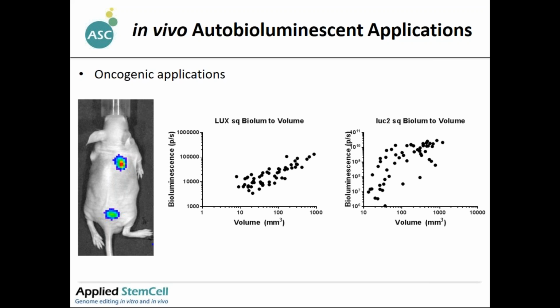And this is because if you think about the tumor, it's a 3D structure. Same thing with 3D cell culture, the cells inside the tumor won't get as much substrate as the cells on the exterior surface of the tumor. So that's why there's a large variation between the bioluminescent signal and the volumes. And because the autobioluminescent cells get rid of the need for substrate and all the concerns about substrate uptake and distribution, you would have a tighter correlation between your signal output and your tumor volume.